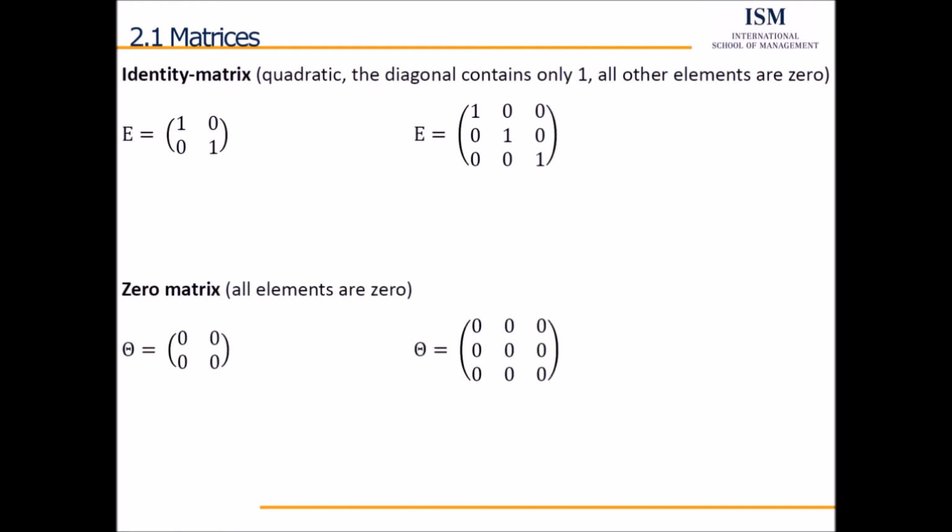The next type of matrix is the zero matrix. Zero matrices are sometimes also known as null matrices. In a zero matrix, all entries are zero, all elements are zero. Some examples of zero matrices are these ones.